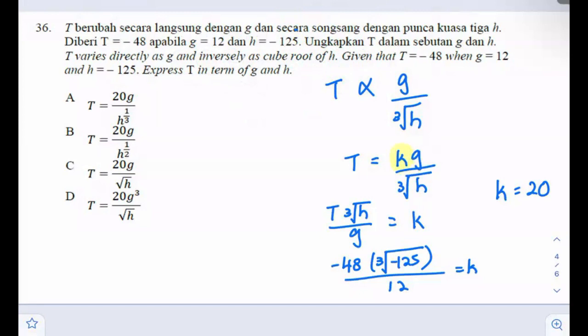With k equal to 20, we can now rewrite this equation as t equals 20g over the cube root of h. But you can see from A, B, C, and D, there's no cube root, but we do have this, which is a power of 1 over 3. And h to the power of 1 over 3 is equivalent to a cube root. So the answer will be B.